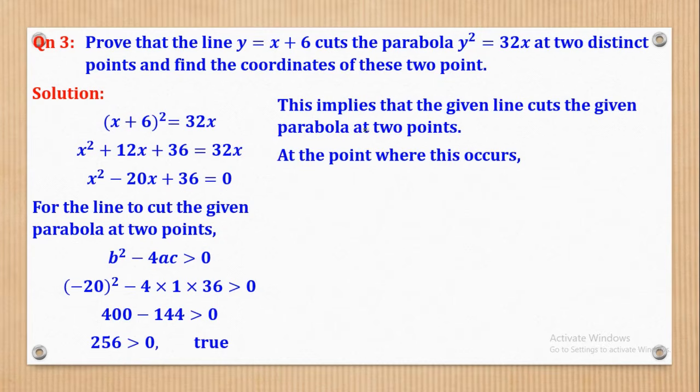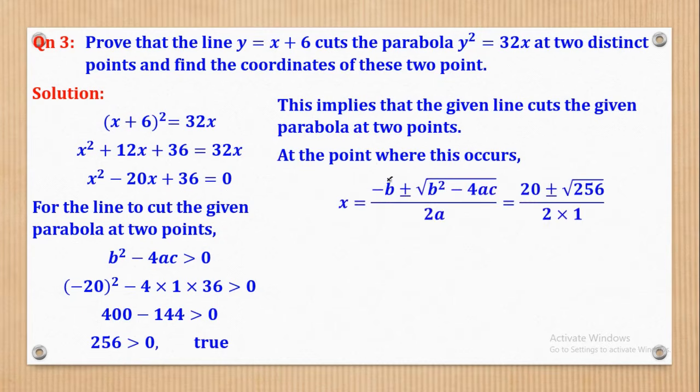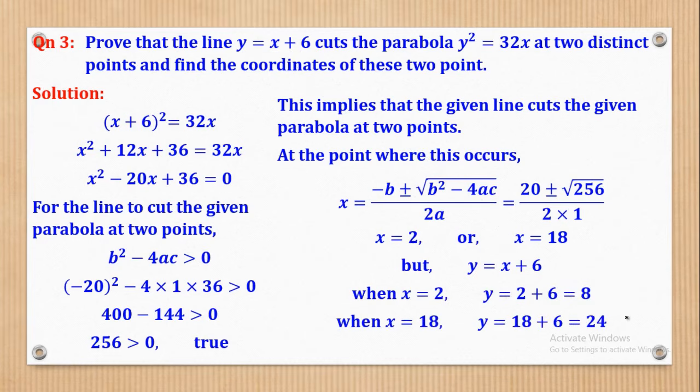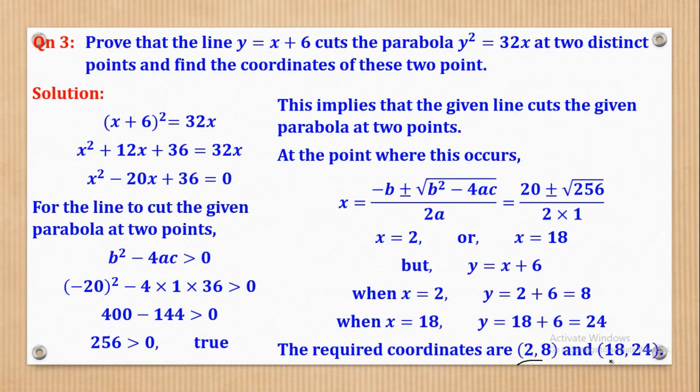Then at the point where this occurs, x is equal to this. So substitute the whole of this. We already saw it is 256. So that means that x is equal to 2 or x is equal to 18. Then from this equation of the line, you'll be able to get the corresponding values of y. When x is 2, y is that, and when x is 18, y is that. Therefore you will conclude that the coordinates of the points of contact are (2, 8) and (18, 24), and that's what they wanted.